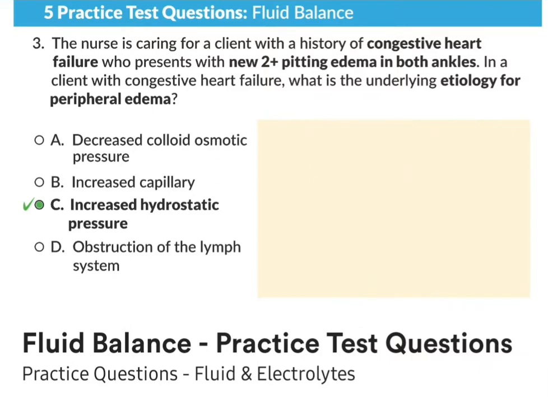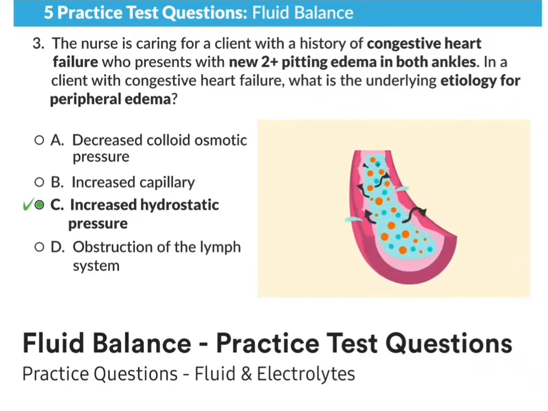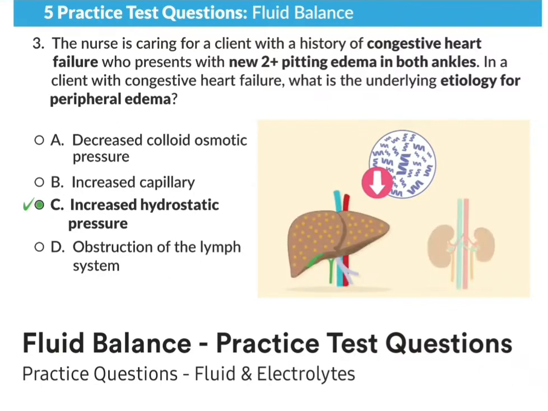So option A, decreased colloid osmotic pressure. Now this sounds like a word salad, right? But this is wrong, so let's break it down. Decreased colloid means less colloids inside the blood to attract fluid. So osmotic pressure is the pressure applied when fluid is attracted. This typically is seen with clients with low albumin, like clients with liver disease and cirrhosis, or even renal disease, where the loss of albumin occurs.